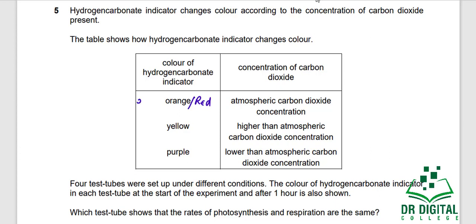When it is 0.03%, it is like this. When it is more than 0.03%, it is yellow. When it is less than 0.03%, it is purple.